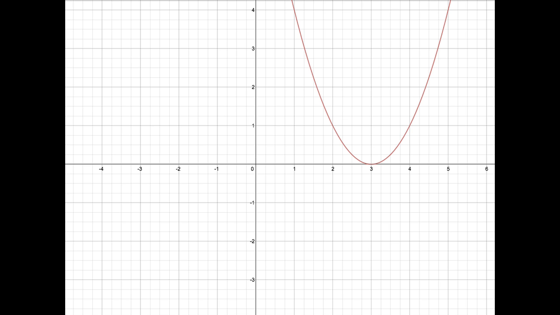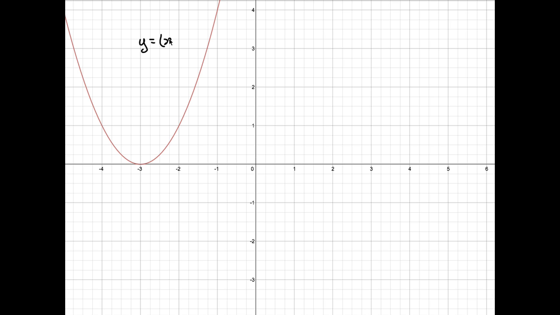If we move it the opposite direction, we'd be in this position, for instance, and we'd be looking at the graph of y equals (x plus 3) all squared. So when there's a plus number there, you're moving it to the left of the origin, and when there's a minus number there, you're moving it to the right of the origin.